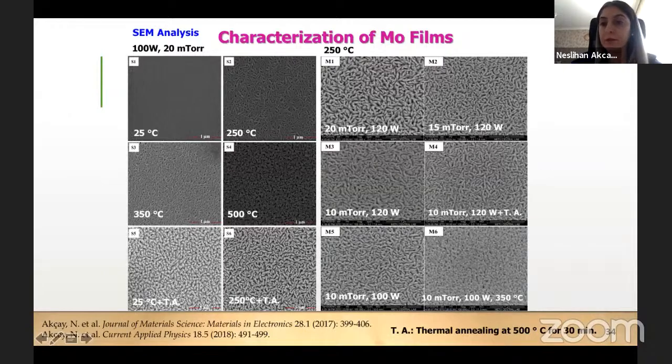Another important parameter is argon pressure. Here you see when you decrease the argon pressure, you can obtain the films with lower resistivity.